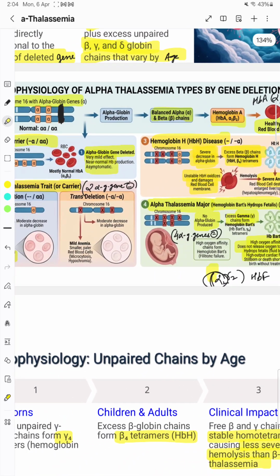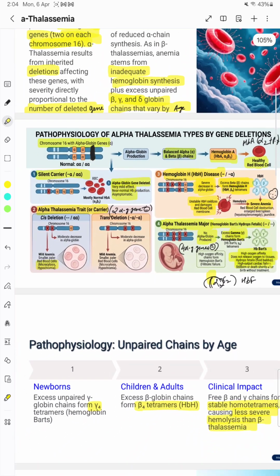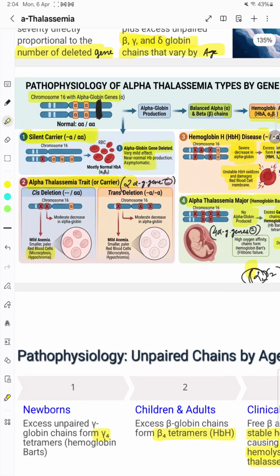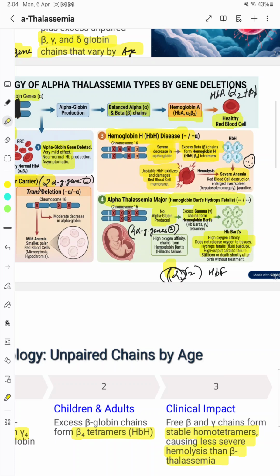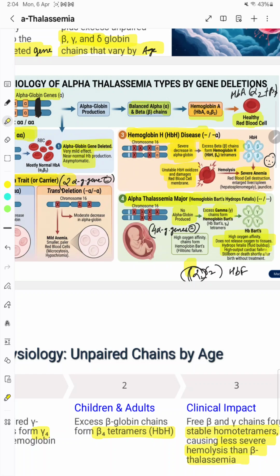So these are the 4 conditions we have discussed based on the number of alpha globin genes deleted. In silent carrier there is 1 alpha globin gene deleted. In alpha thalassemia trait or carrier, 2 alpha globin genes are deleted. In HbH disease, 3 alpha globin genes are deleted. And in alpha thalassemia major or Hydrops Fetalis, all 4 alpha globin genes are deleted. No alpha globin chain production occurs in Hydrops Fetalis.